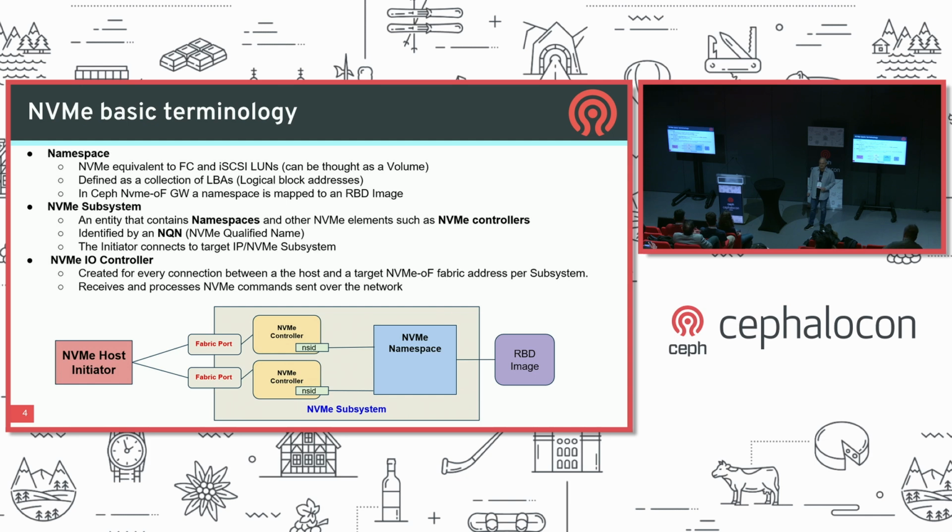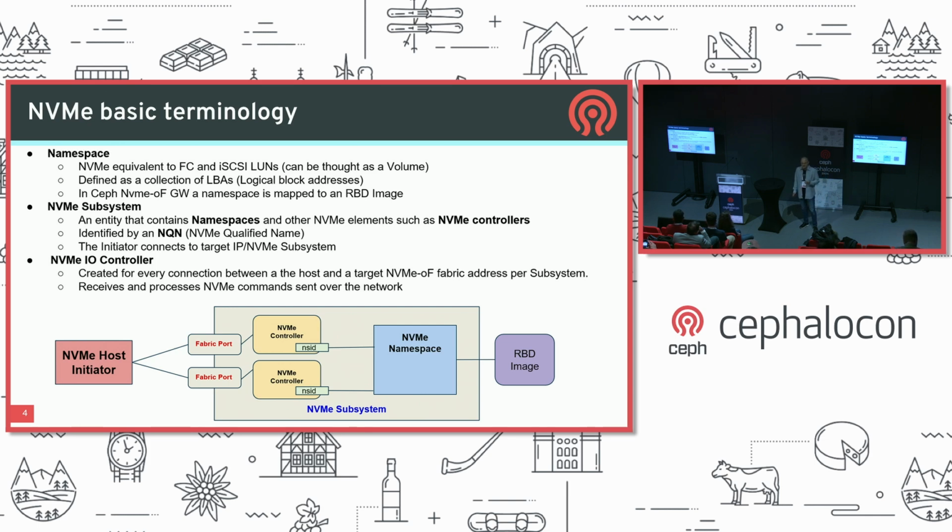Then we have the NVMe subsystem, which is really the main entity of the NVMe protocol. The initiators, the hosts, connect to a subsystem using an IP address and a port, and then they are connected to the subsystem. The subsystem contains a lot of namespaces and other NVMe elements, such as NVMe controllers. And the subsystem is identified by an NQN, which is an NVMe qualified name.